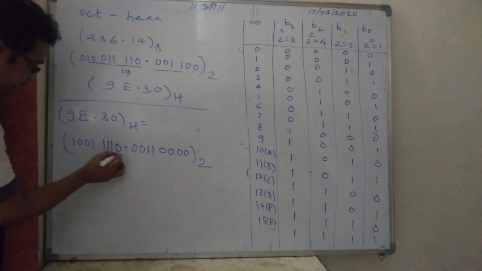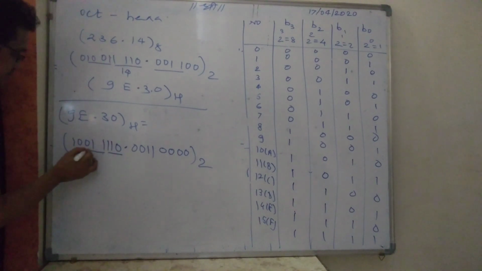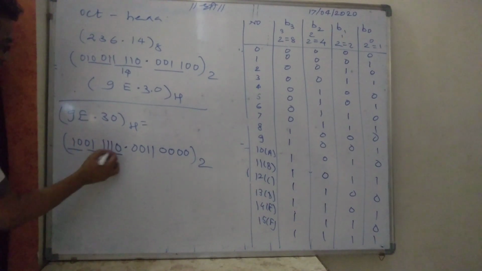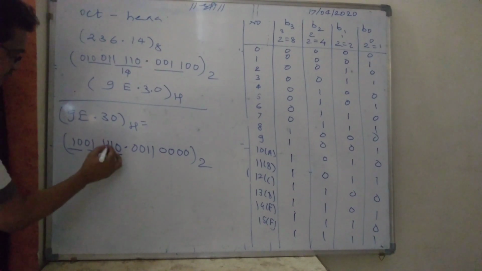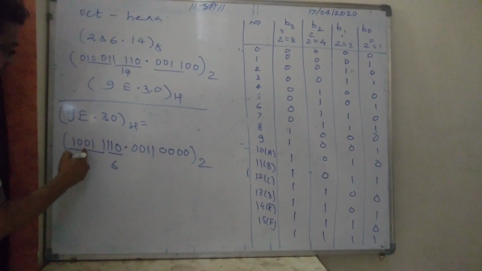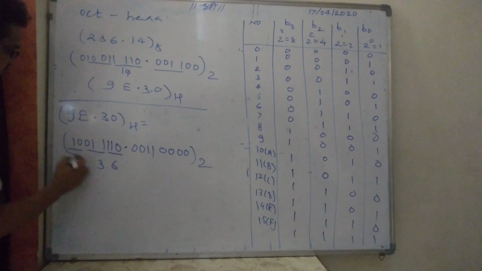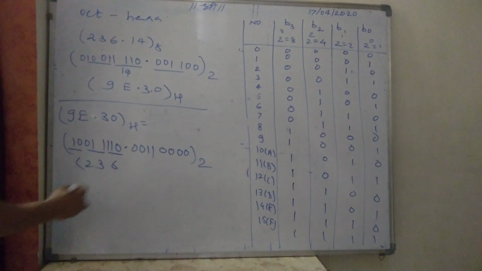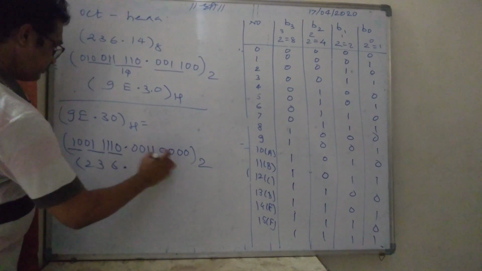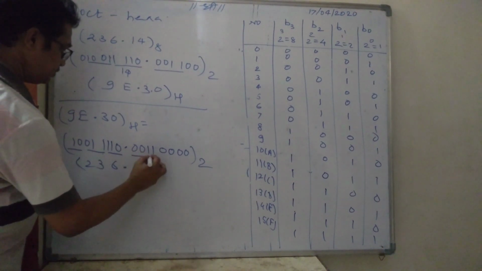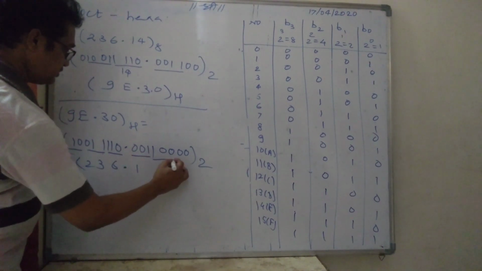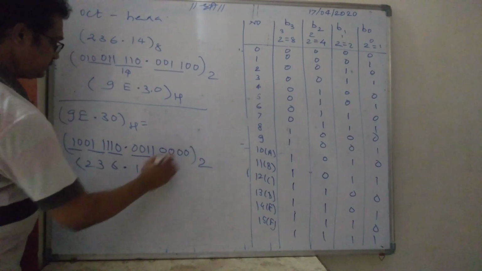Form groups of 3. This is 4 and 2, which is 6. This is 2 and 1, which is 3. This is 0 0 2. Point. Form groups of 3: 0 0 1, this is 1 1 0 0. This is 4 0.